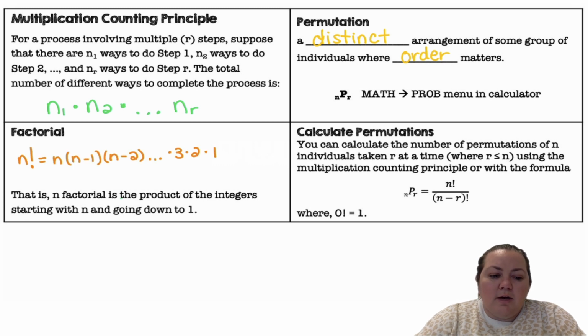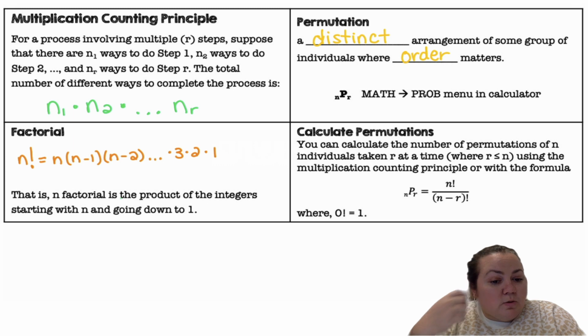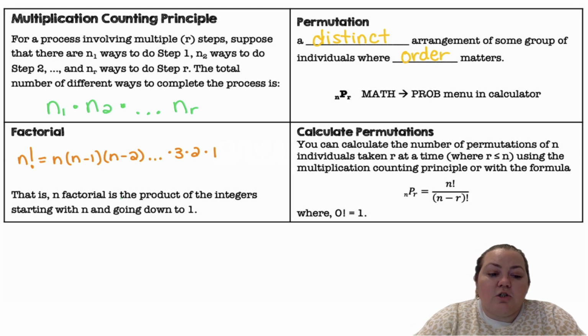Factorial: n factorial is the product of the integers starting with n and going down to 1. So if it was 8, it'd be 8 times 7 times 6 times 5 times 4 times 3 times 2 times 1.